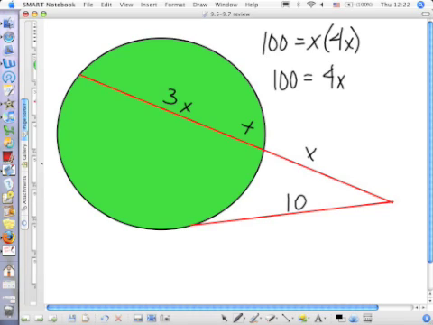Why did you do 10 squared? Because it's the outside multiplied by the whole thing, and they're both the same. So when we divide both sides by 4, we get 25. X equals 5. X was equal to 5. Wow, that's beautiful.